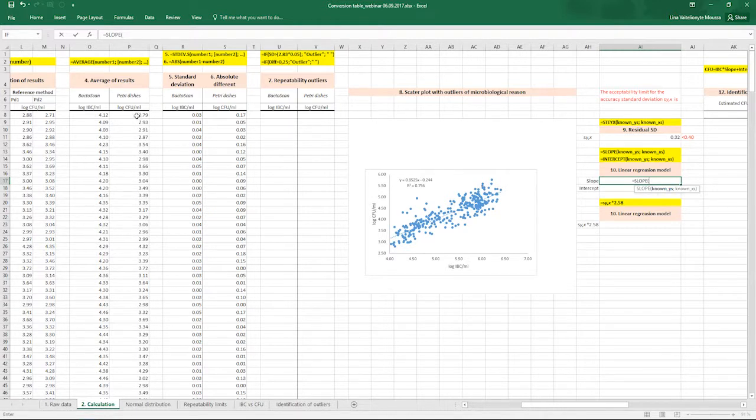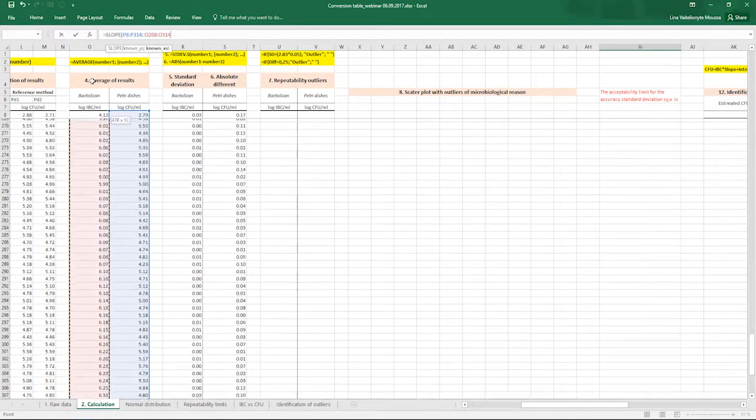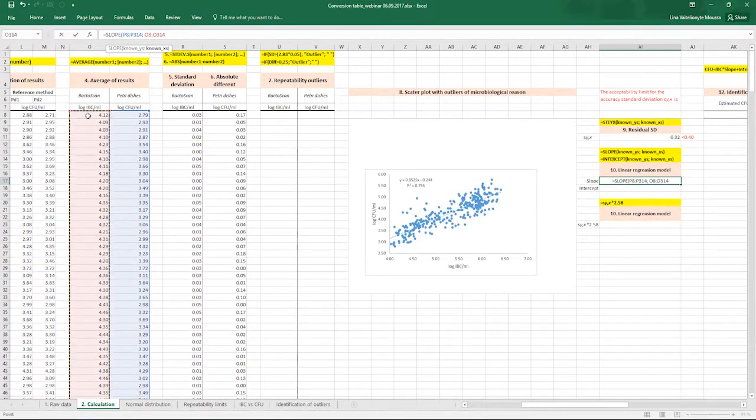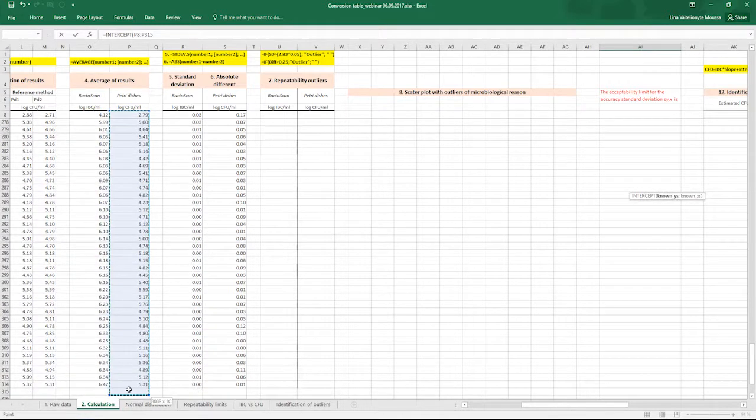Here we can do some calculations for the slope, and again we're choosing known y data and known x data. For the intercept, we are typing intercept and selecting data log CFU per milliliter and log IBC per milliliter.